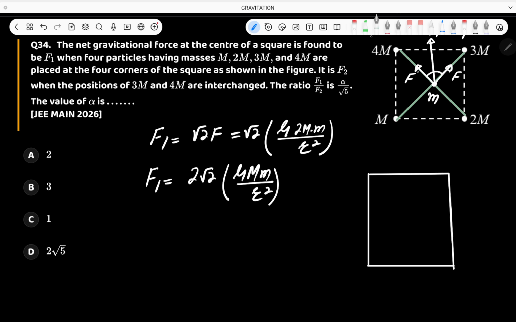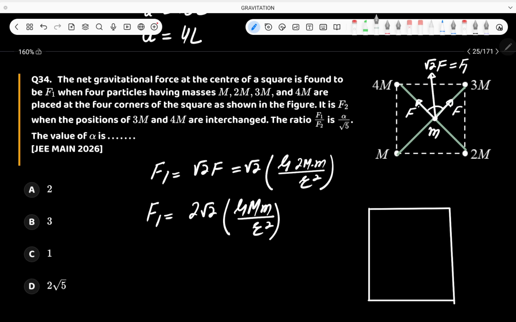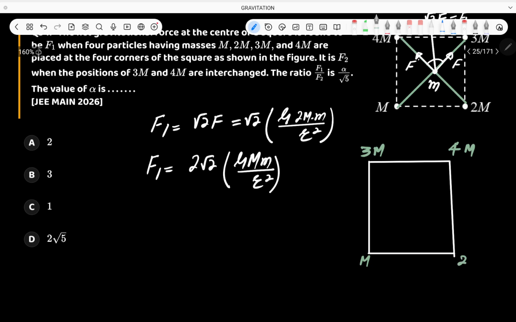Okay, now have a look at what is given in the question: that 3m and 4m are interchanged. That means the 3m mass will now come here and this will be 4m. This particle has mass m and this one has mass twice m. Now the net force on the particle at the center, that small m, there the force is F2. Let's try to calculate that F2.